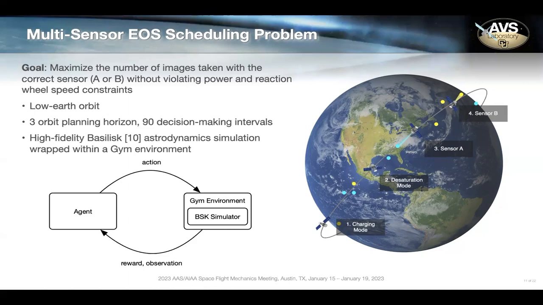And to model the problem, we use a high-fidelity Basilisk astrodynamic simulation wrapped within a gym environment. The gym environment's really nice because that provides a standard interface that all reinforcement learning libraries can effectively work with. So, we're not tied to one specific library. We can try out different algorithms from a bunch of libraries. So first I'll get into the MDP formulation.